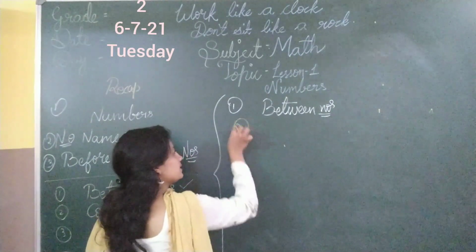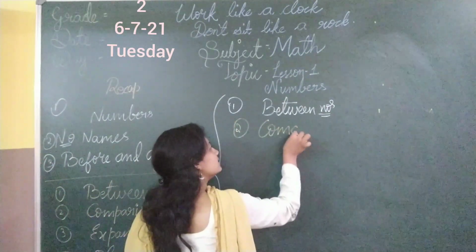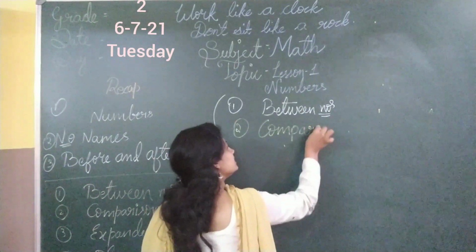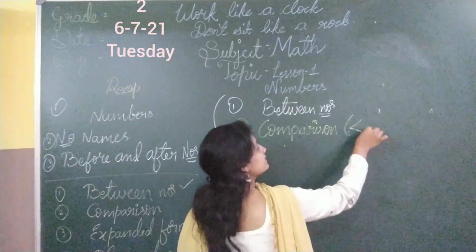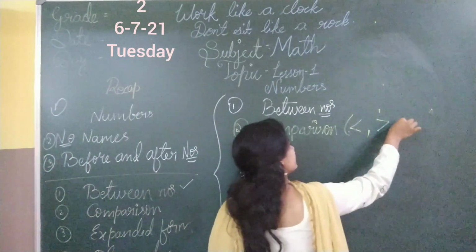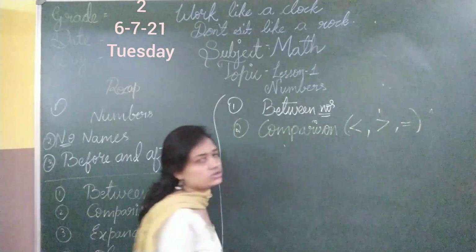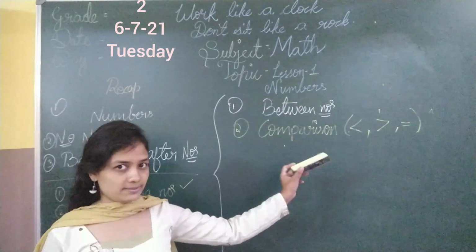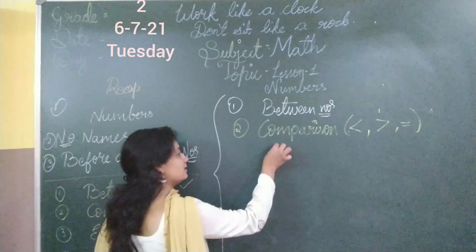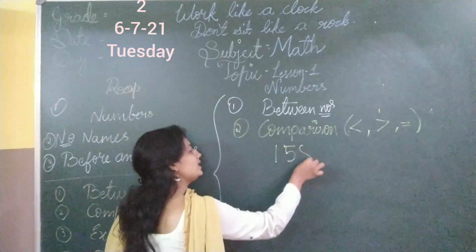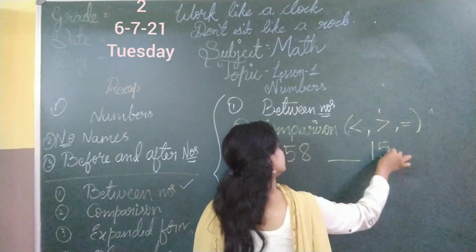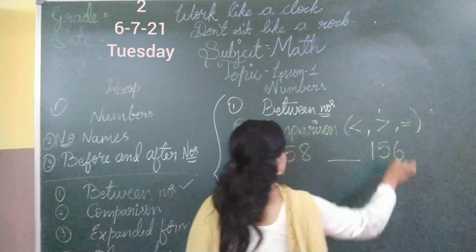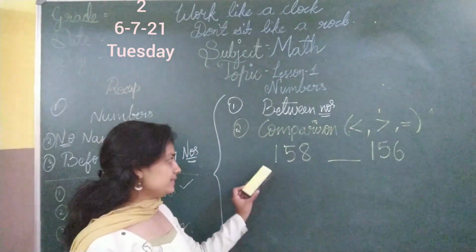So the second topic is comparison. And what are the symbols we use for that? Lesser than, greater than, and equals to. Now you know how to use them, right? So let me check. I have the number 185 and 56.